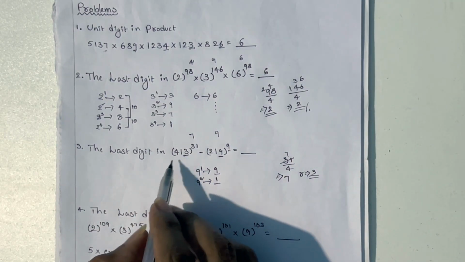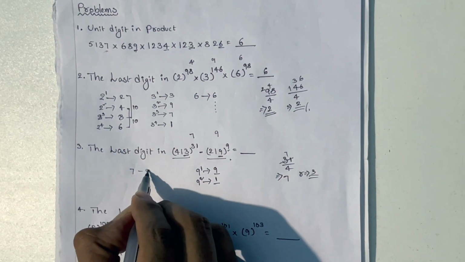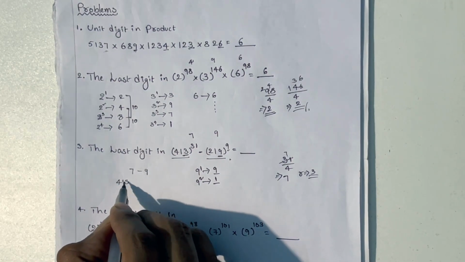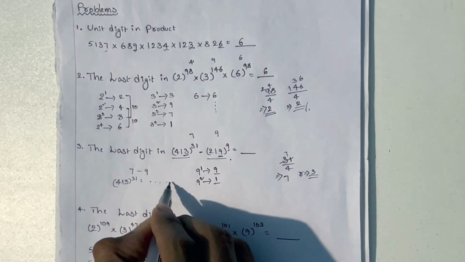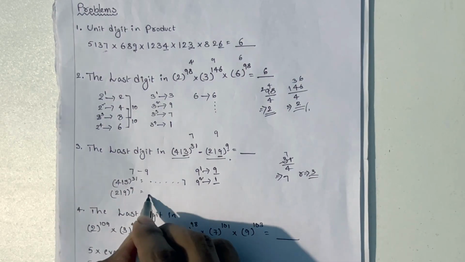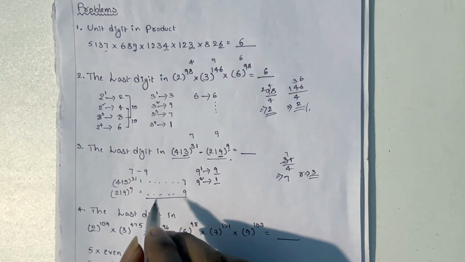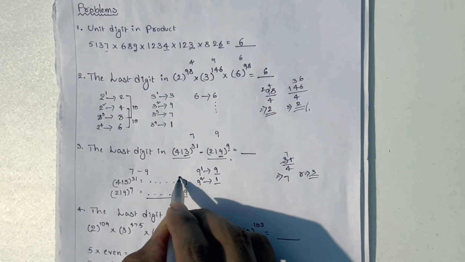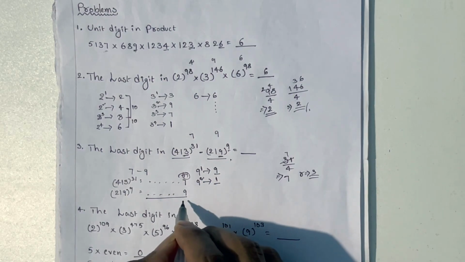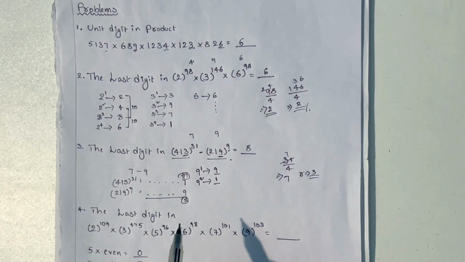In this kind of sum, this is a bigger value and this is a smaller value, so 7 minus 9 is not possible. Assume that 413 whole power 31 is a bigger value ending in 7, and 219 whole power 9 is a smaller value ending in 9. In that case, the same subtraction rule follows: 17 minus 9 gives 8. So the last digit is 8 over here.